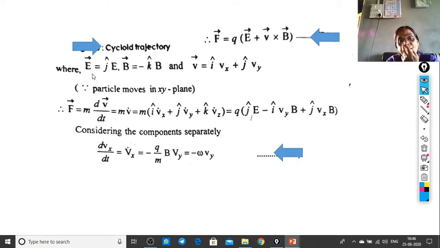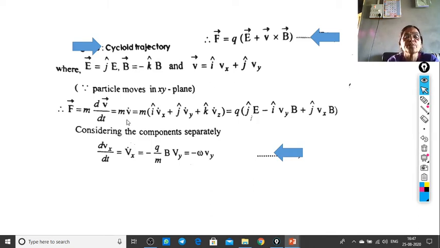Since E bar is applied along the y direction, E bar equals j cap E. B is applied along the negative z direction, hence B bar equals minus k cap B. And the velocity vector equals i cap Vx plus j cap Vy. The particle moves in the xy plane, that is why it has velocity components along the x and y directions.